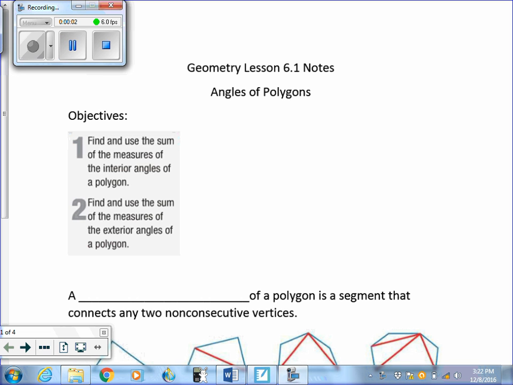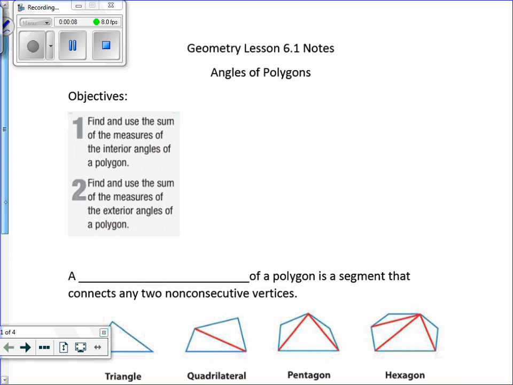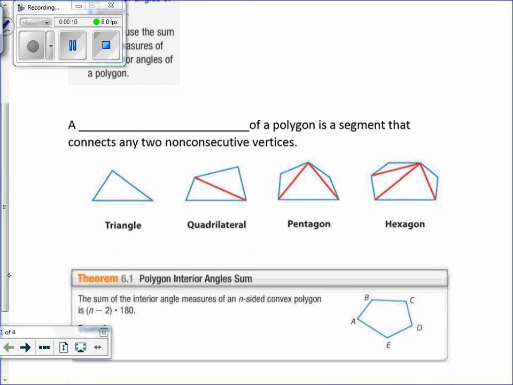Okay, we're going to talk about lesson 6.1, angles of polygons, and we're going to talk about the interior angles and the exterior angles of our polygon. One of the terms I would like you to know is what a diagonal is. A diagonal of a polygon is a segment that connects any two non-consecutive vertices.